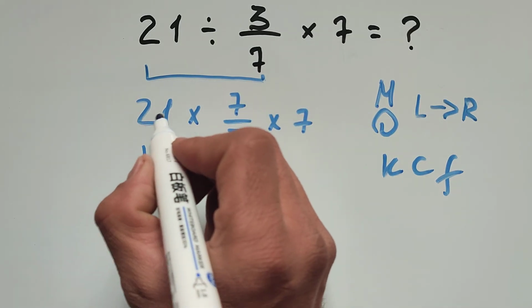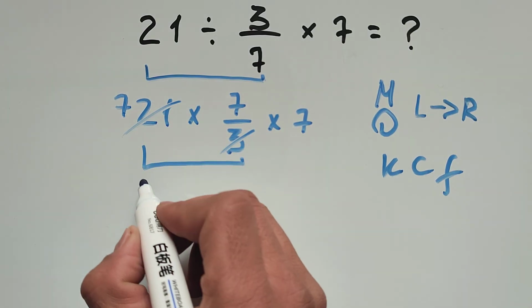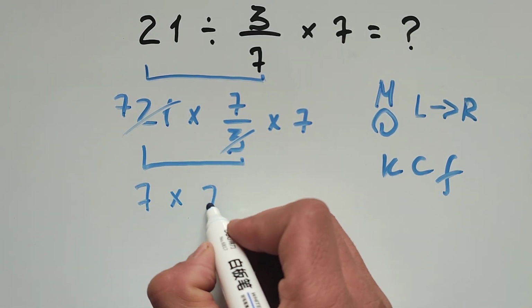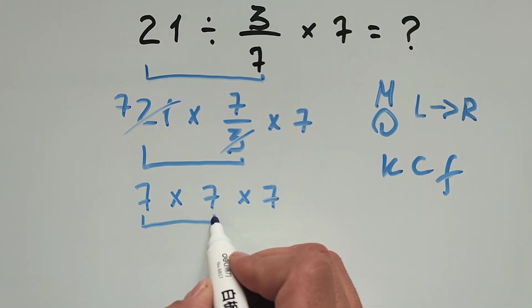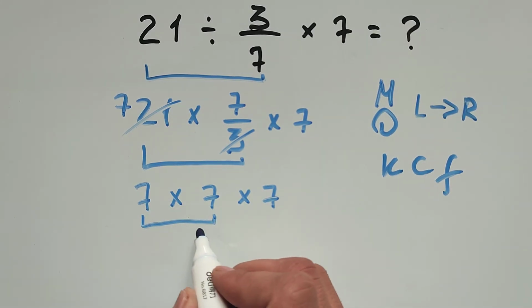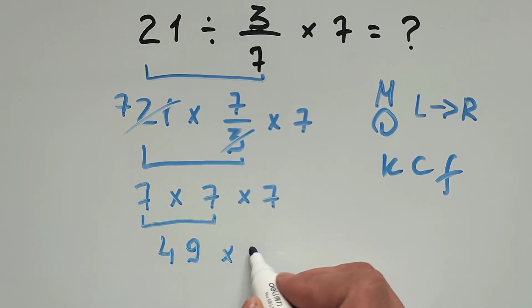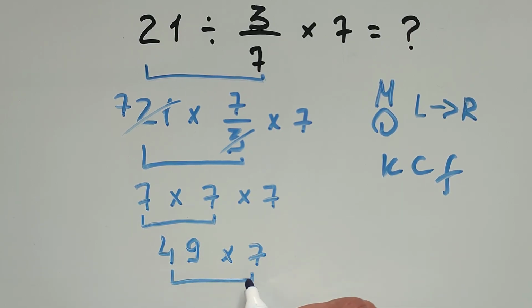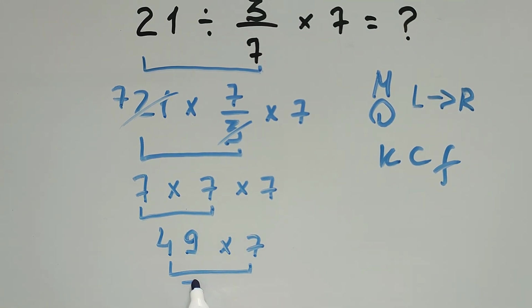Here we can simplify 21 and 3. Here 7 remains, and 7 multiplied by 7 multiplied by 7. First we have to work this. 7 multiplied by 7 equals 49. 49 multiplied by 7. And 49 multiplied by 7 equals 343. This is our final and correct answer.